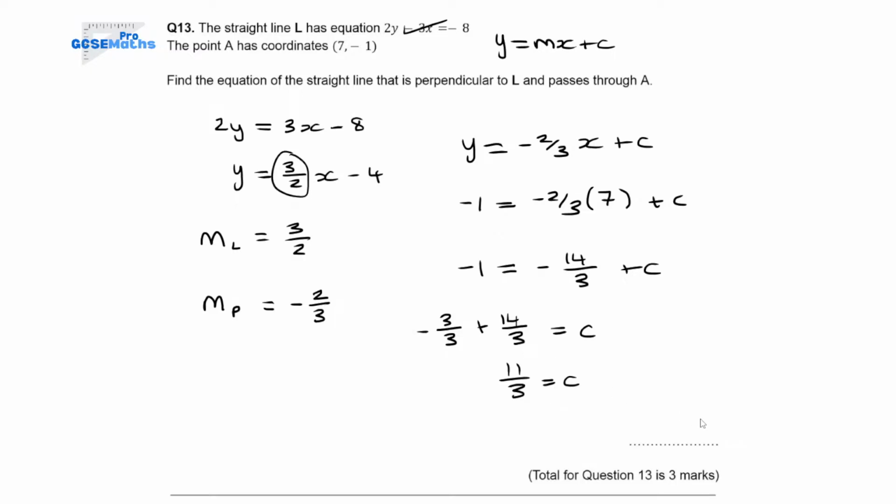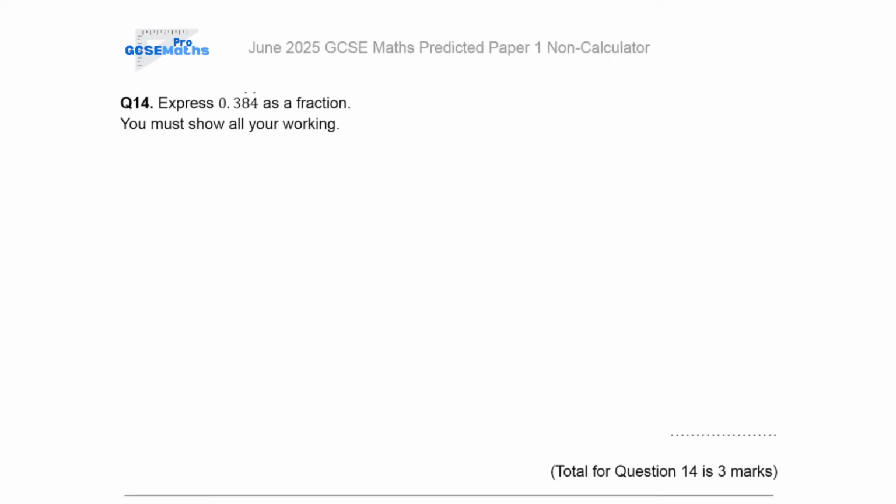Okay, so then that's it. Just write your answer obviously fully at the end. So we've got y equals negative 2/3 x plus 11/3. That would be your answer. Okay, so that's a really nice straightforward perpendicular lines question.